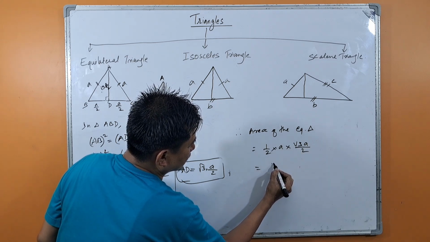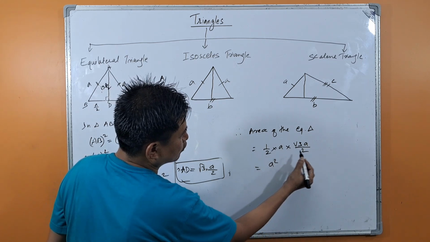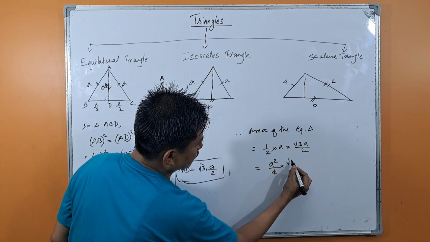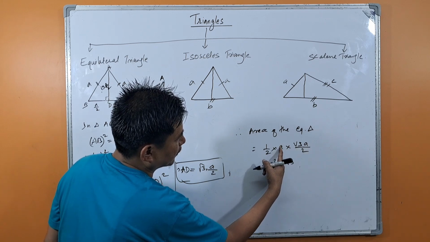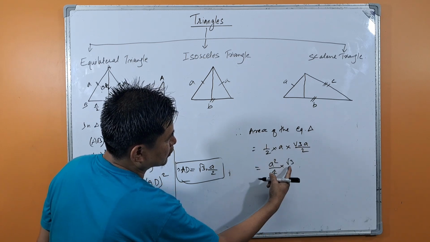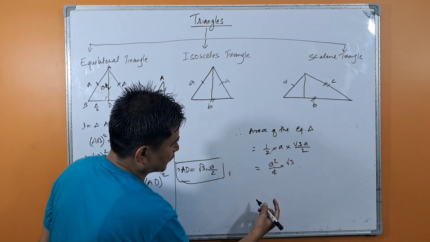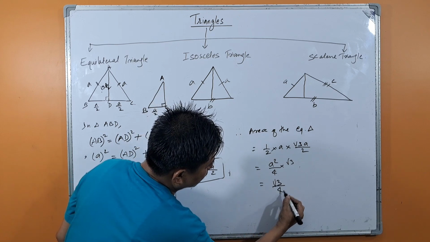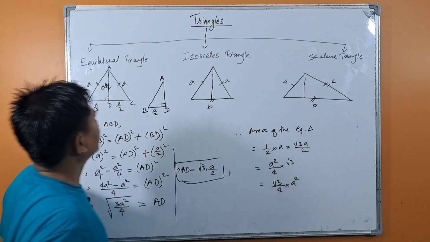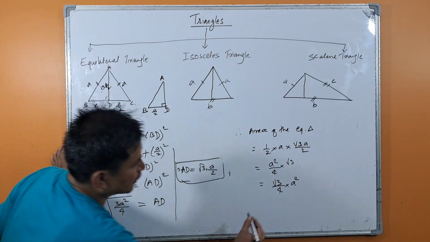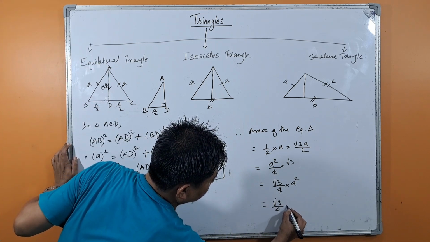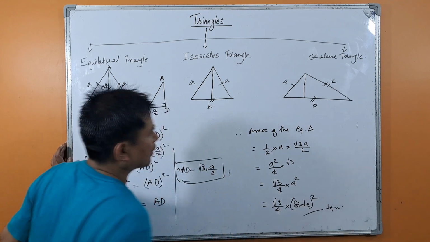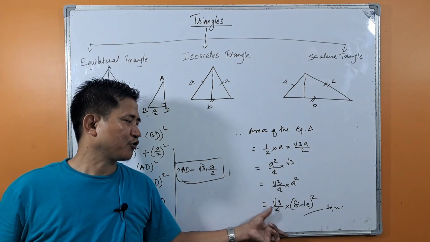A into A is A square. 2 into 2 is 4 into this root 3. In the numerator we have A into A is A square, root 3 into 1 is root 3. In the denominator we have 2 into 2, 4. So area is root 3 by 4 into A square. What is A? A is the side of this triangle. So we can write root 3 by 4 into side square square unit. Area of equilateral triangle is given by the formula root 3 by 4 side square.